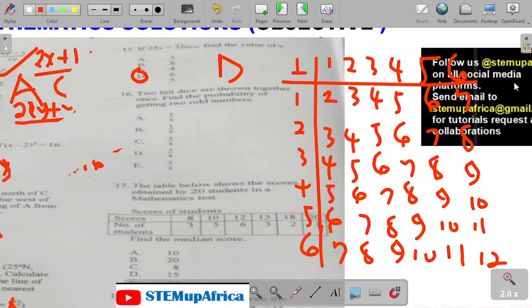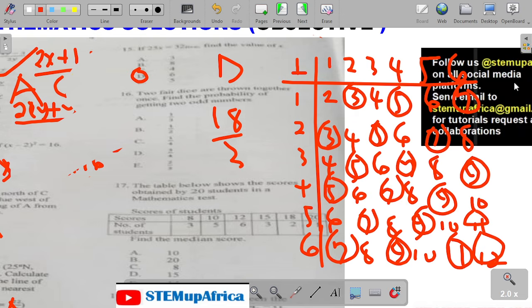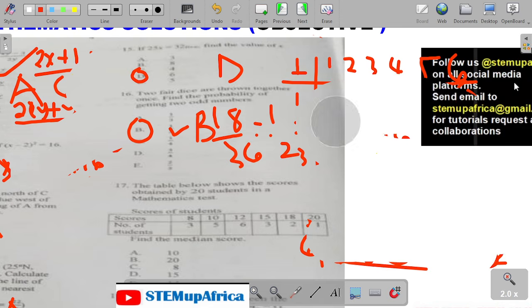So the sample space is 36. Odd numbers, that cannot be divided by 2. We have 1, 2, 3, up to 18. Okay, that is 18, which is 18 over 36. The answer is 1 over 2, which is option B. 16 is B. Then let's go to number 17.